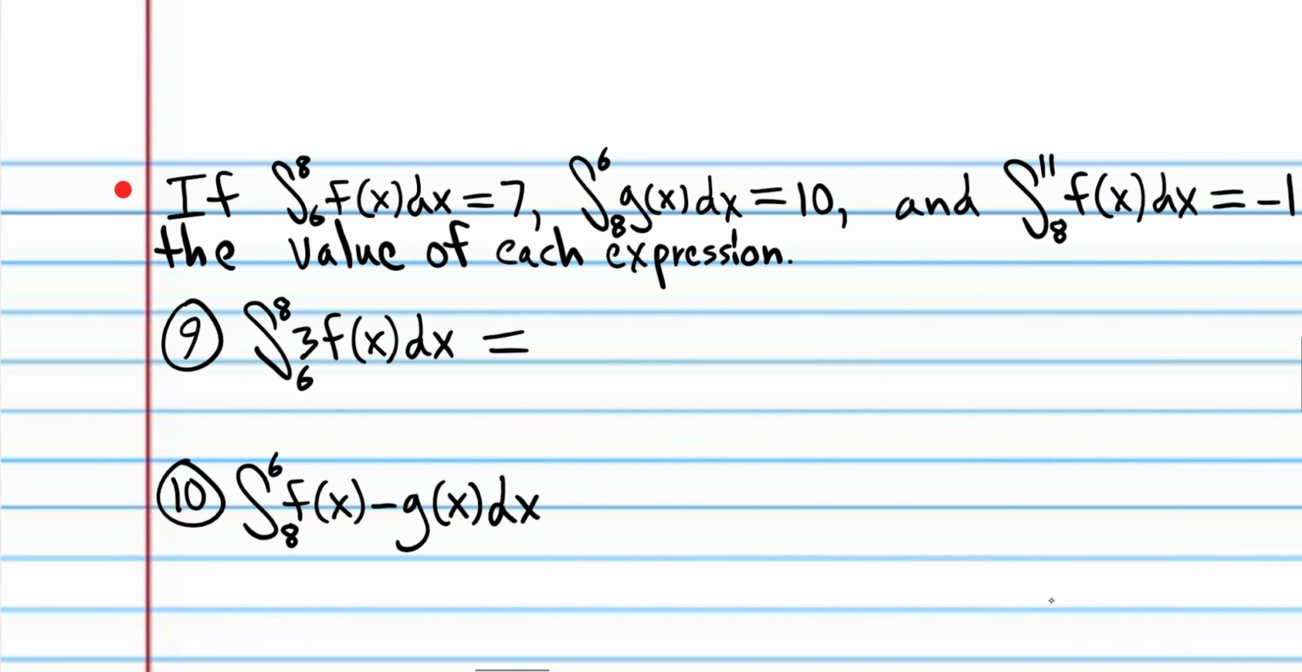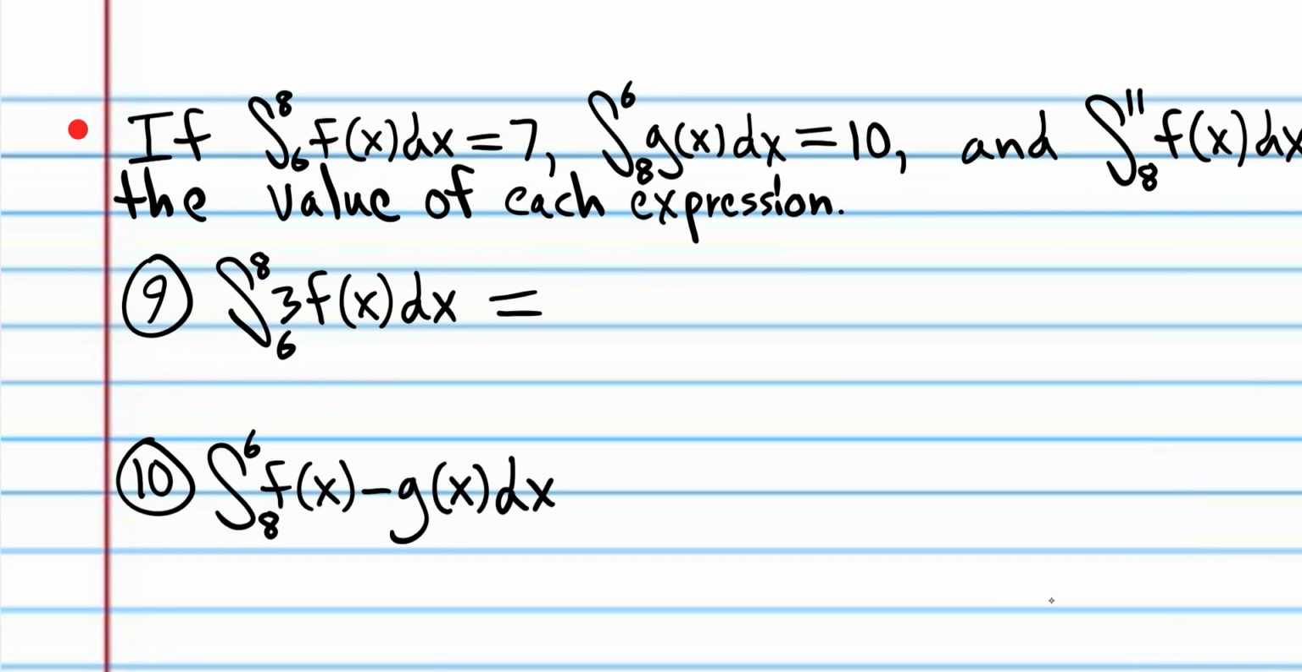So we can't integrate 3 times f of x. We just don't know how. We don't really have the information that we need to integrate that function 3 times f of x. But we do know what the integral value is of f of x from 6 to 8 without the 3. We know, you can see up there, the integral of f of x from 6 to 8 is equal to 7. So if we can somehow change the form of this expression, we can figure out the value of the integral. We can actually take that 3 out.